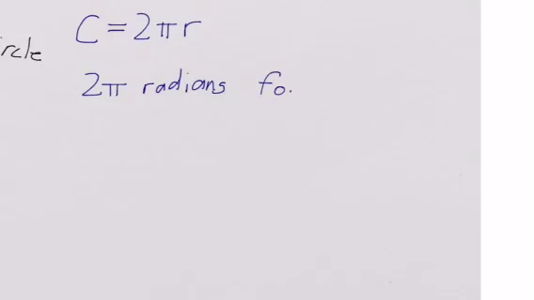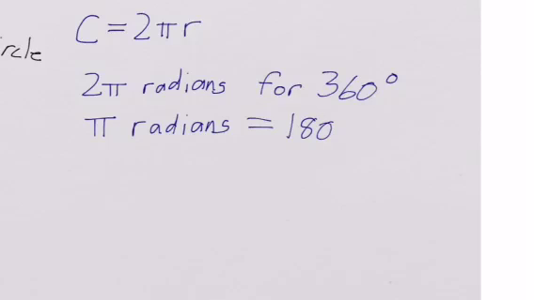So in order to talk about converting between radian measure and degree measure, we need to first figure out how many radians there are in a circle. We know that a full revolution would give us the circumference of a circle, and the circumference of a circle is equal to 2 pi times the radius. So if we divide by the radius, we get 2 pi radians for 360 degrees. And we can simplify this a little bit and say pi radians is equal to 180 degrees.